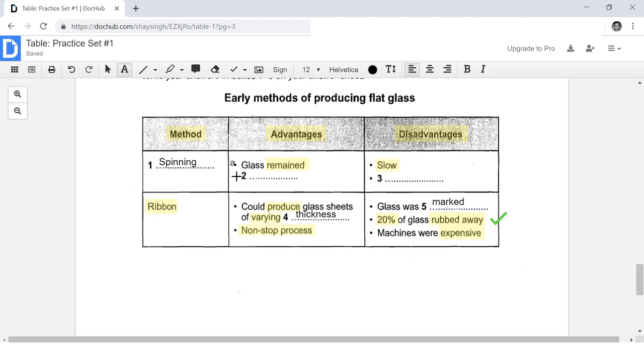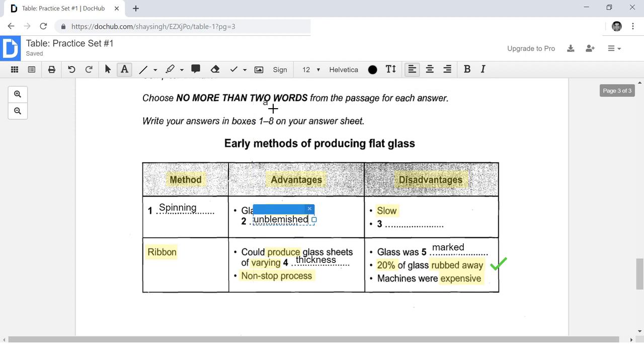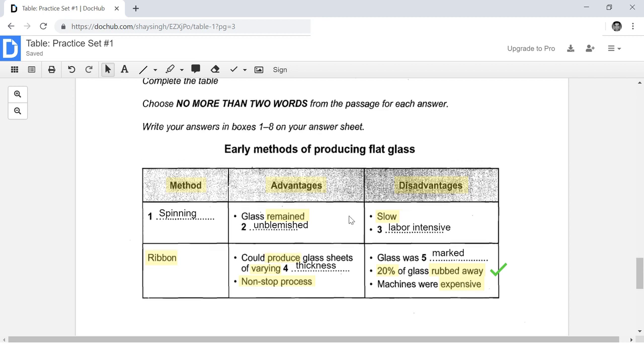So let's just put our answers over here. Glass remained. You can put unblemished or perfectly unblemished, because here you can write no more than 2 words, so it would be fine to also write perfectly here. That's completely up to you. The disadvantages were that the process was slow and it was labor intensive. So there we go. We have now answered all of our questions for this set, and that brings us to the end of this video.